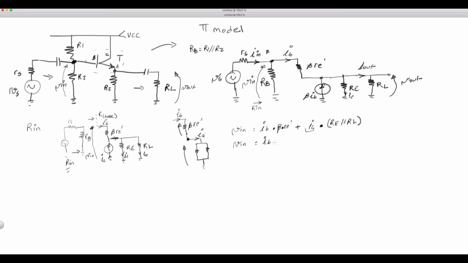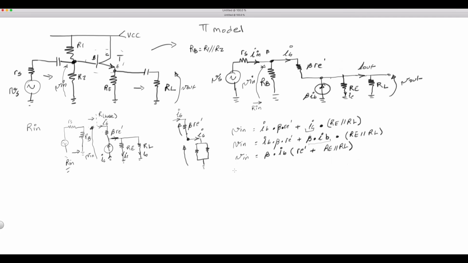Good. So what is this? Times beta IB. Okay? So beta IB, that is IC, times RE in parallel with RL. Well, we could factor out the beta IBs here. So Vn is equal to beta times IB times RE prime plus RE in parallel with RL.